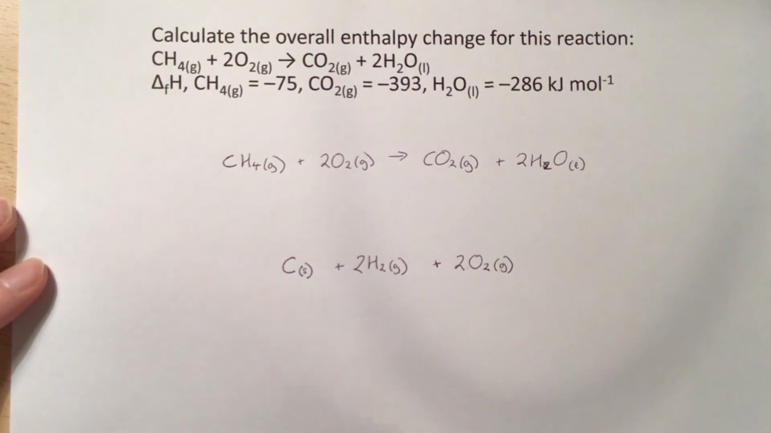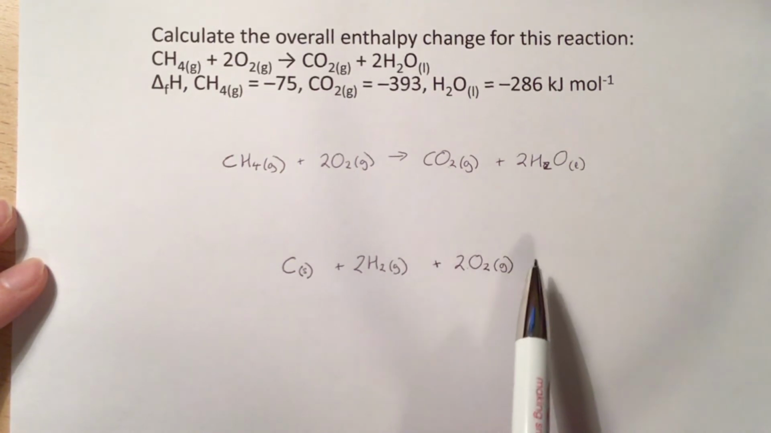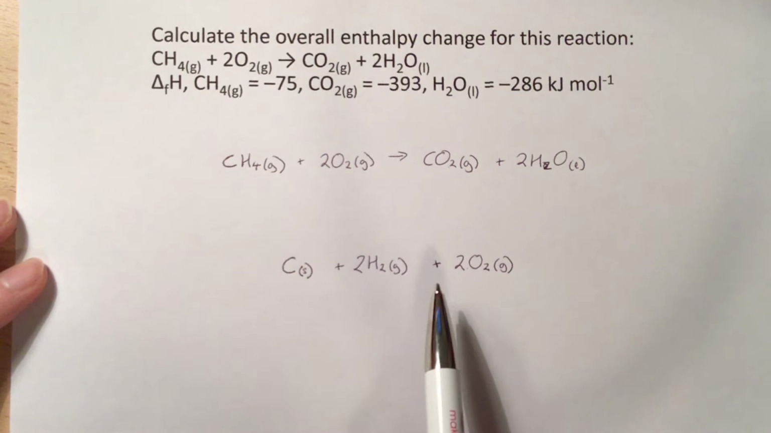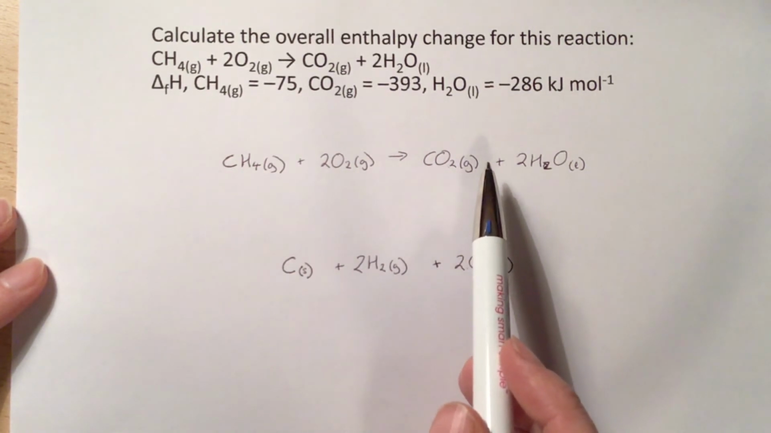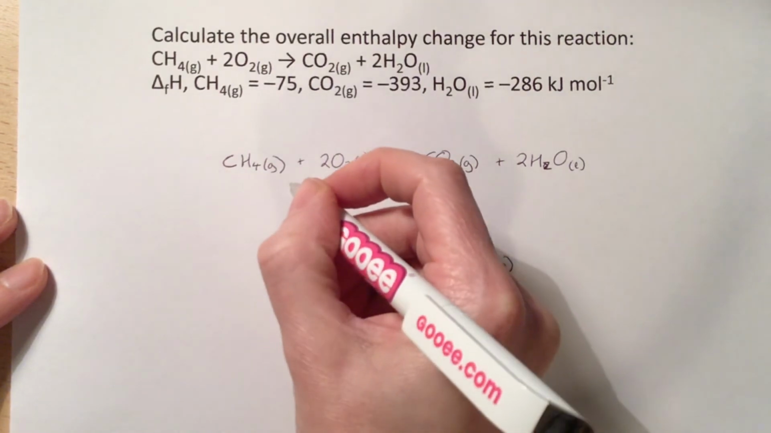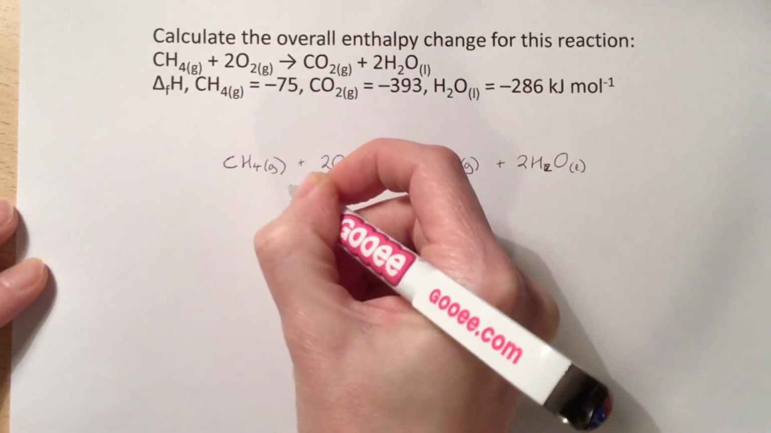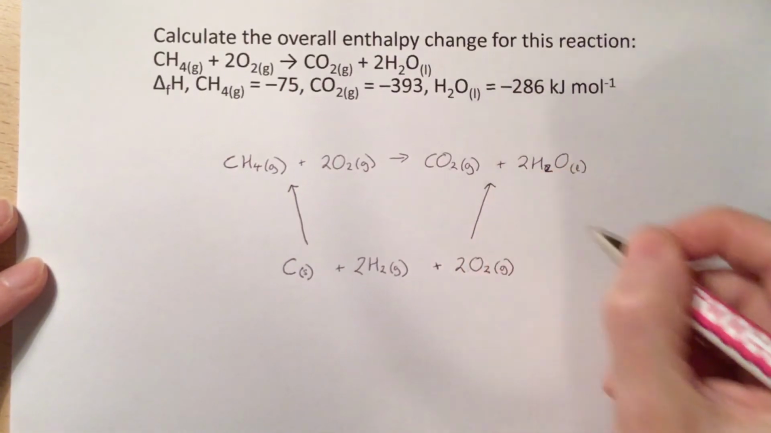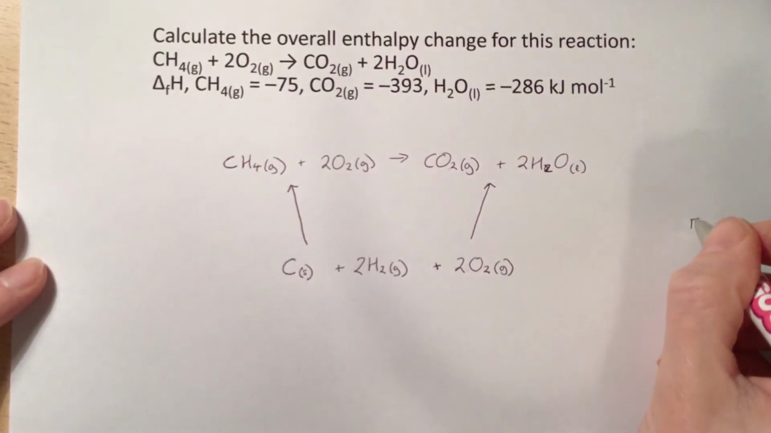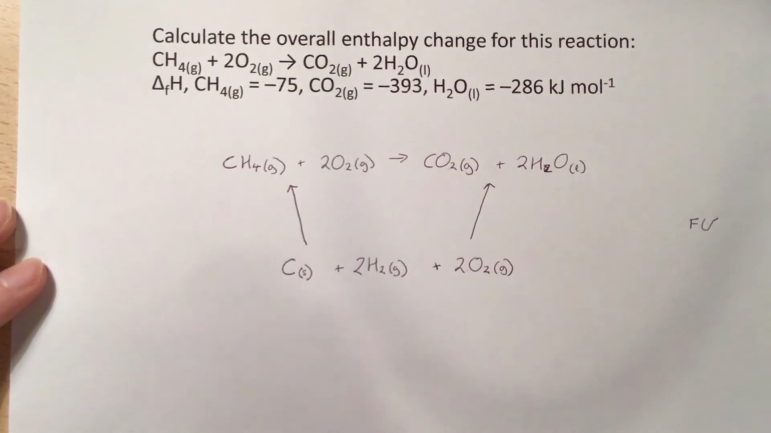Then, just like we did last time, we need to do arrows, but this time we need to do arrows in the direction of the formation reactions. So that's from the elements in their standard states to the compounds. So they go up. So in formation cycles, the arrows always go up.